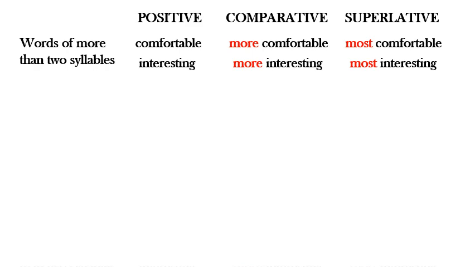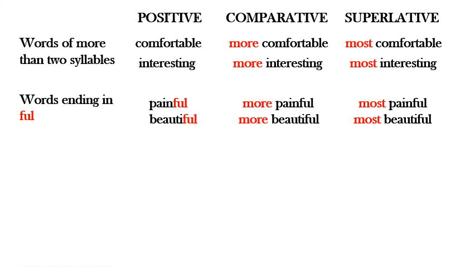Okay, let's move on. Now we've got words ending in full, and a good example here. We've got painful and beautiful. Sorry, something went wrong on the animation. They both appeared together. But let's look at this. It's the same example. Okay, so it's more painful or more beautiful, most painful or most beautiful. So you can't say it's beautifuler than that one, and you can't say it's the beautifulest in town. It just doesn't work. It's more beautiful or most beautiful.